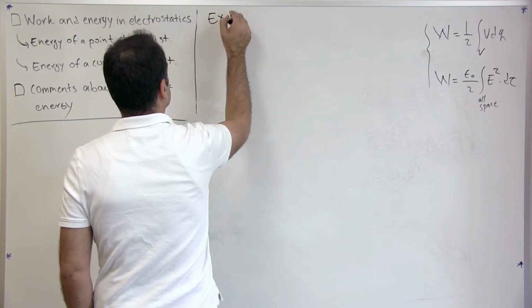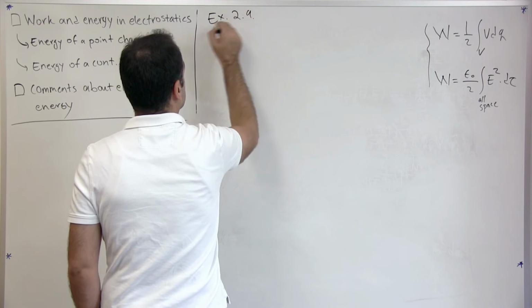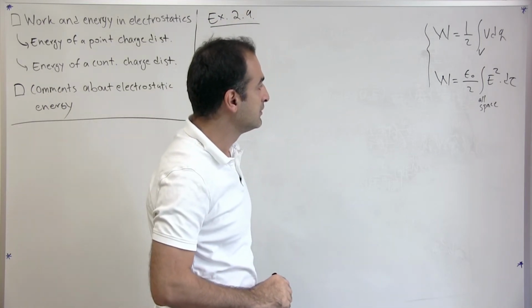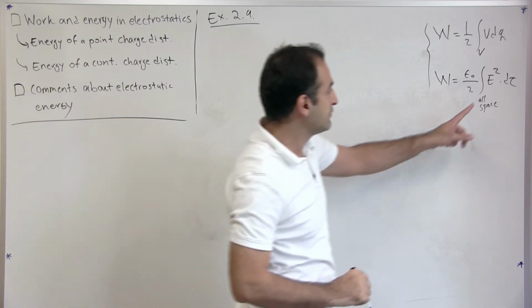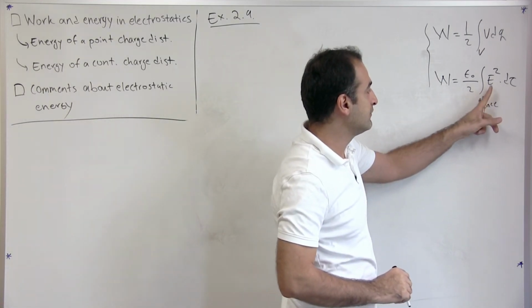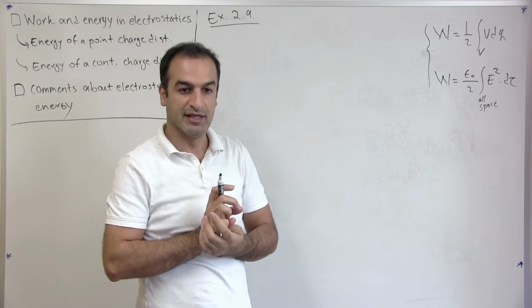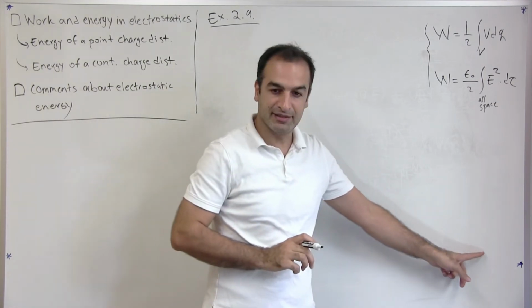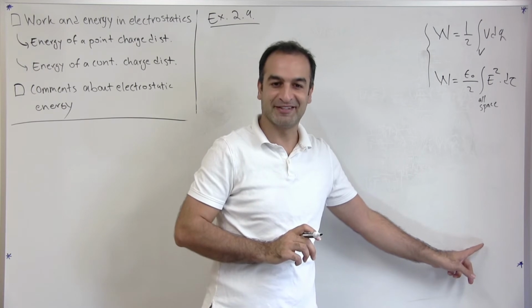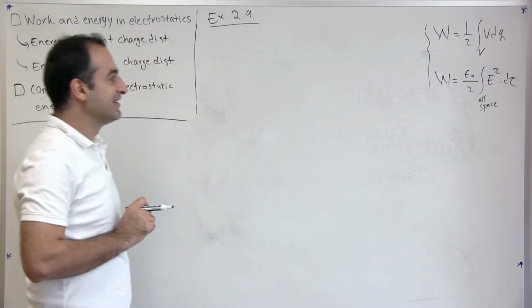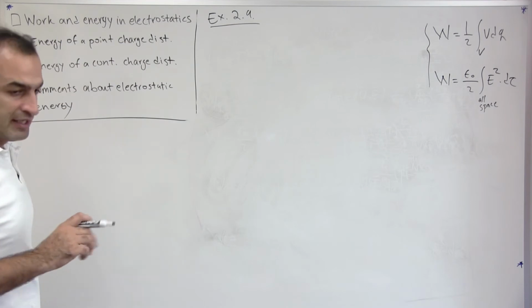Professor, for the second equation, isn't it supposed to be dA? Or is it d tau? This one is d tau. This is over the volume of all space. Okay, so that was a typo. I wrote dA at the bottom here, and I corrected that. Someone pointed it out. I didn't catch it. Thank you.